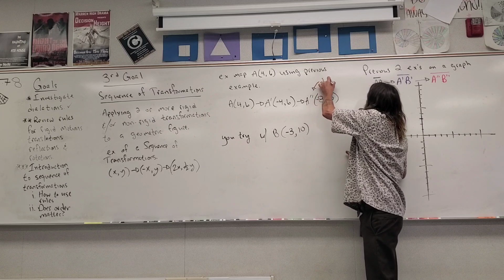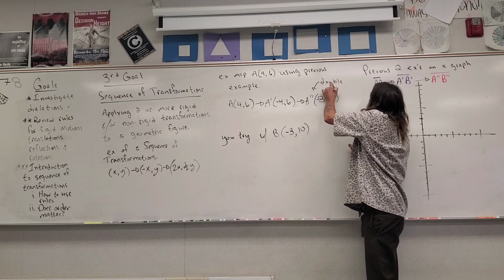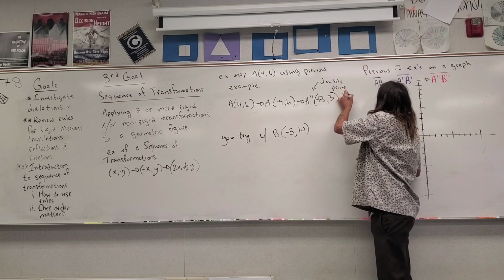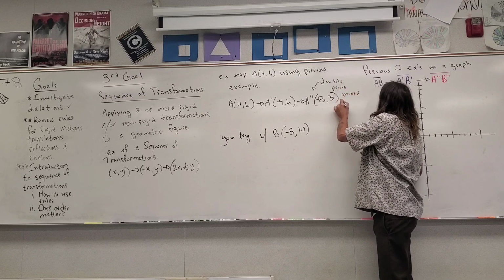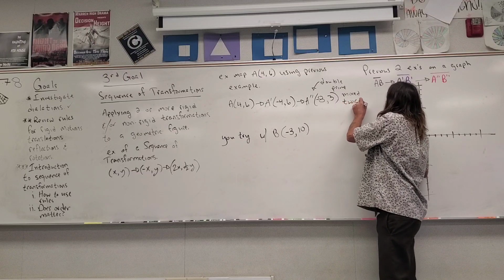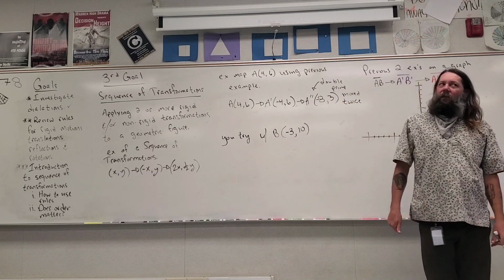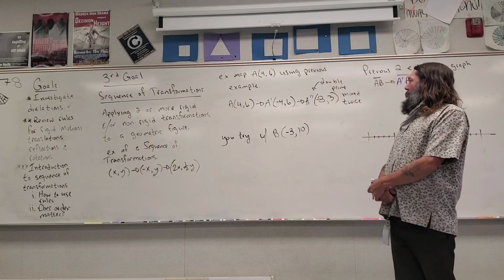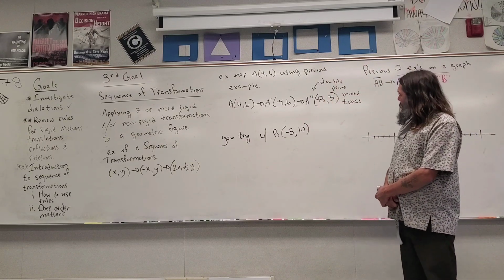Double prime means that we've moved twice. Triple prime means that we move 3 times. Quadruple prime, 4 times. I don't think we go above triple prime in this class. But double prime, we move twice.